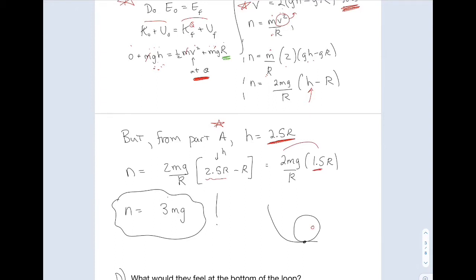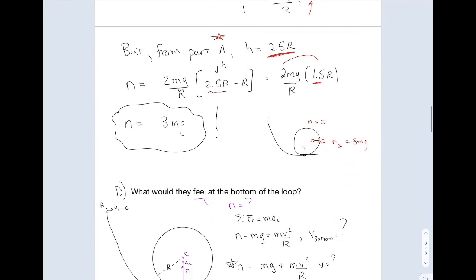So that says that when the skier is at point Q, if they were standing on a scale, they would feel 3 times their weight. So normal force is 3 mg. Okay, so they feel weightless at the top. They feel 3 times their weight right there.